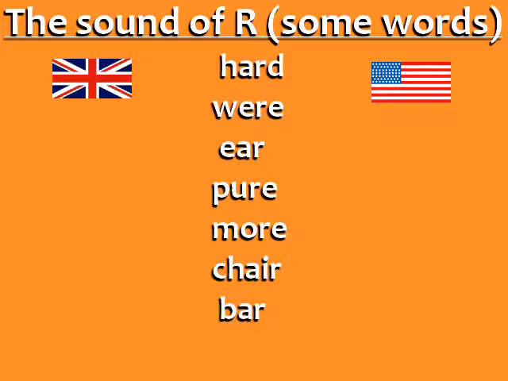The sound of the letter R is also a little bit different. The R is pronounced stronger in American English. Listen to the difference. Hard, were, ear, pure, more, chair, bar.